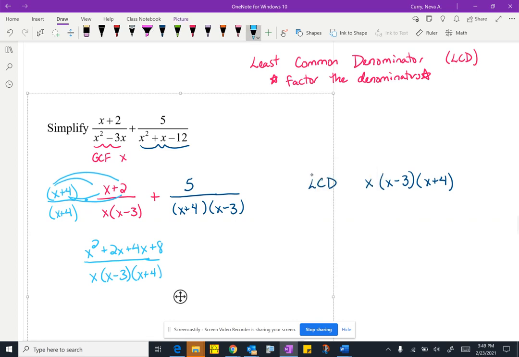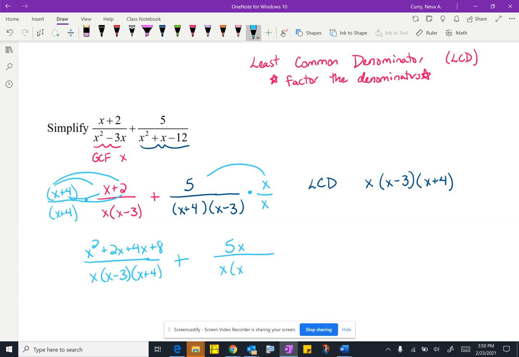Then I have plus. If I go to the second fraction, I might notice it has the x plus 4, it has the x minus 3. What it's missing is the factor of x. So if I multiply the denominator by x, I also have to multiply the numerator by x. This one's a little bit easier because we just have x times 5, which will result in 5x. And so we've got x times (x minus 3) times (x plus 4) in our denominator and 5x in our numerator.